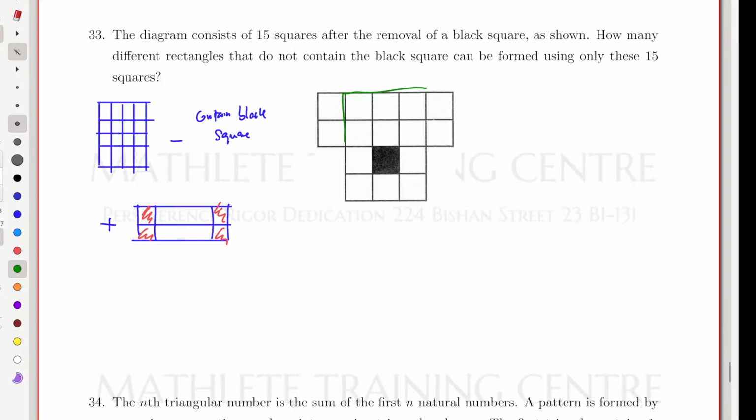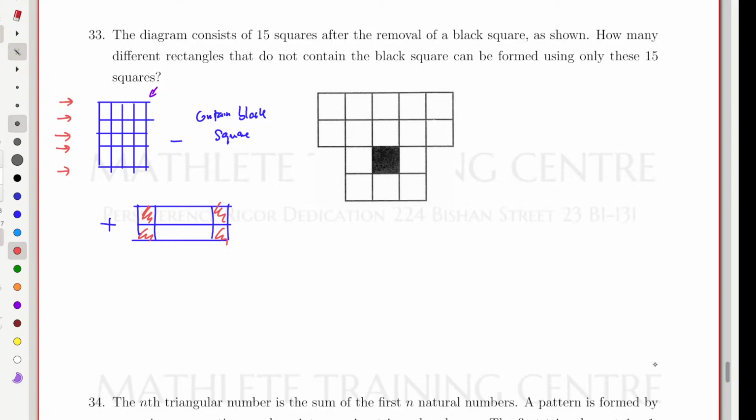Then within here, the way to find how many do not contain the black square is to use the total number minus away those that contain the black square. How many rectangles are there here? The answer, 100. Why are there 100 rectangles here? Is because each rectangle has a top and a bottom. Now there are 5 lines for a top.